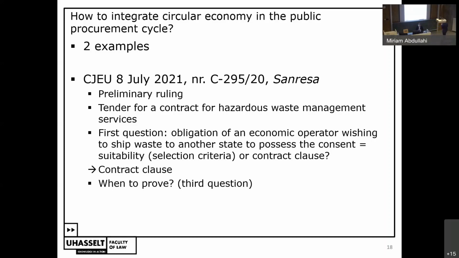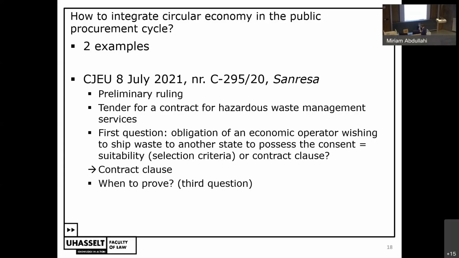So they asked the question, and the European Court of Justice said it is a contract clause. So you only have to prove it once the project is awarded to you. But you see, it is very difficult. Well, it is on the slide, so you already read it. But if I would ask you the question, it is very difficult to determine if it is a contract clause or not. It is something to consider. It is something to think about.